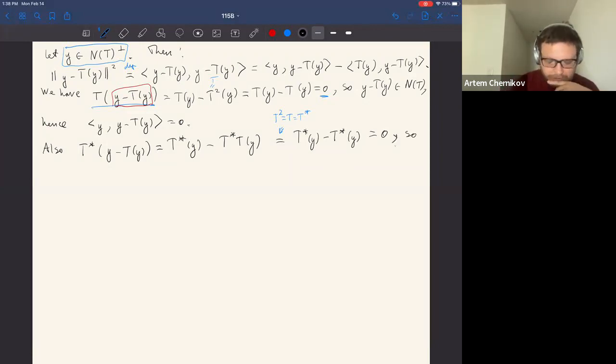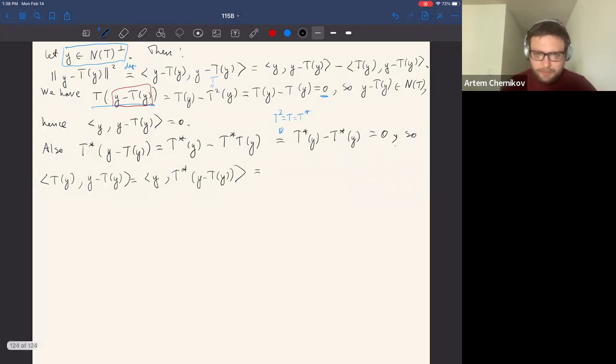And so we conclude that the inner product of T of y with y minus T of y is going to be y inner product with T star of y minus T of y. This is just the definition of the adjoint operator. But by what we just observed, this is going to be y inner product with 0. This is from here. So this is again 0.